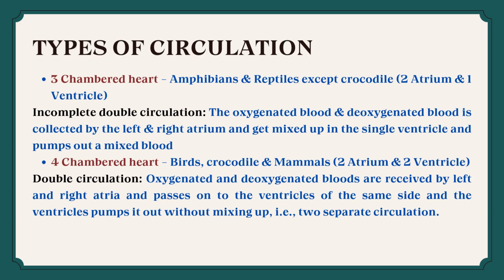Four-chambered heart. The four-chambered heart carries out double circulation, which is present in birds, crocodiles and mammals. The four-chambered heart contains two atria and two ventricles, so the oxygenated blood and deoxygenated blood are received by the left atrium and right atrium and passed on to the ventricles of the same side, and the ventricles pump out without mixing up, in two separate circulations.